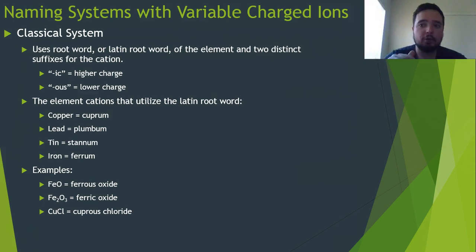Copper, since it had the 1 charge compared to the 2 charge, copper 1 chloride becomes cuprous chloride, and then copper 2 chloride becomes cupric chloride.